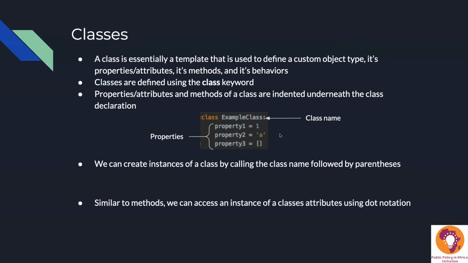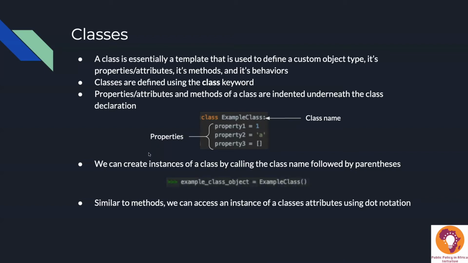Now, this is a really simple class. It only has these 3 properties, and they're hard-coded as 1, A, and a list. This isn't typically going to be the case, but just for example purposes, this is the simplest type of class that you could create. You just have the class keyword, the class name, and then the properties that are part of that class.